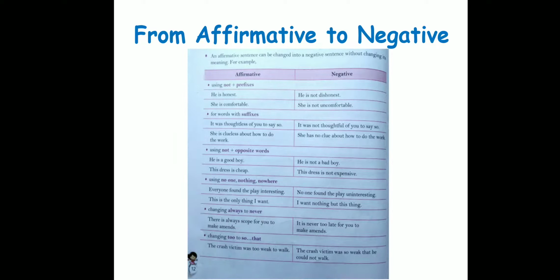So I've taken this table from your book. It is on page number 12 of your book. So what does this say? This says an affirmative sentence can be changed into a negative sentence without changing its meaning. So this I already taught you, that you can change affirmative to negative and you can also keep the meaning the same at the same time. So let's see how we can do it.